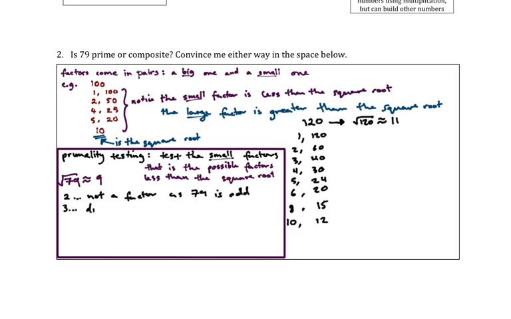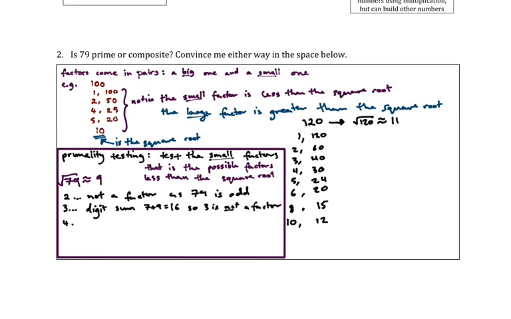3 is a possible small factor, but to test whether 3 is a factor, we can do the digit sum. We can add up the digits. The digit sum of 79 is 7 plus 9, which is 16. That's not divisible by 3, so 3 is not a factor.